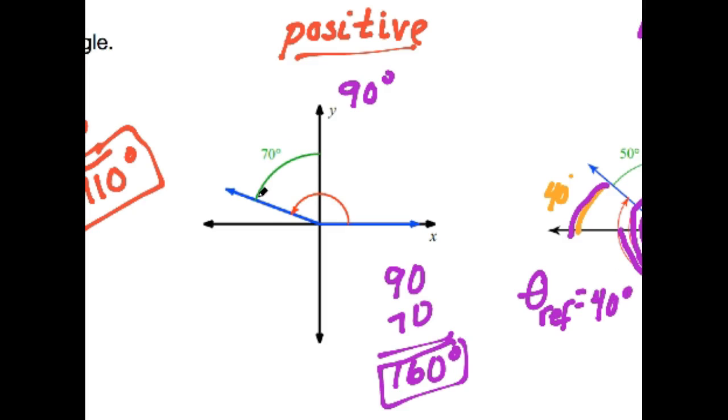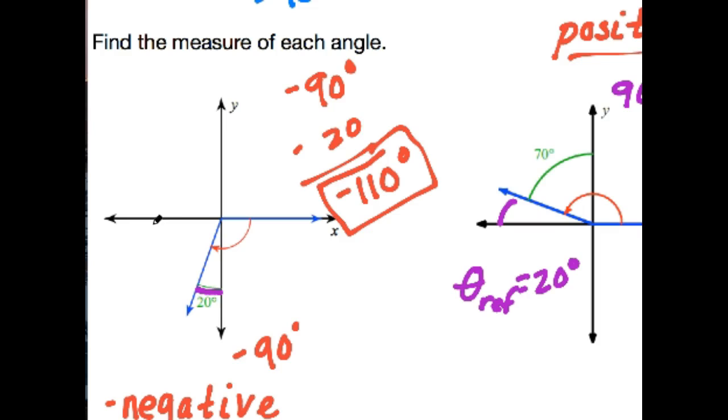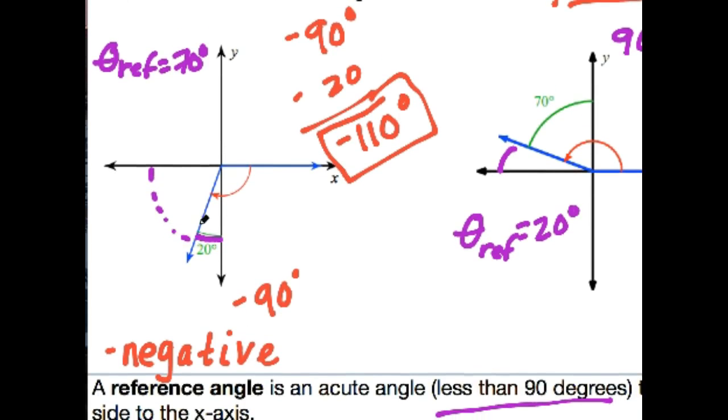Here, notice how this is 70. That means my reference is 20 degrees. So theta reference here equals 20 degrees. And here, if it's 20 degrees from there, that means this angle is 70 because each quadrant is 90 degrees. So that one's a 70-degree angle. Those are reference angles from the terminal side to the x-axis. So don't mistake these green angles for reference angles.